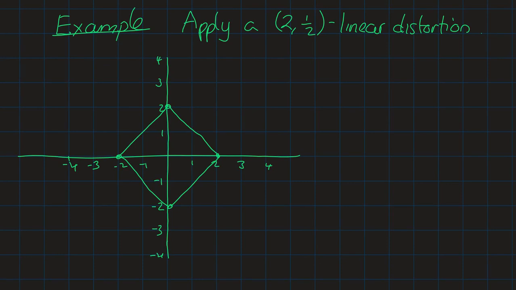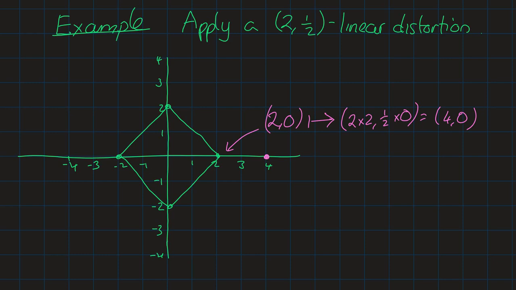Here's some diamond, and the question is just: apply a 2, 1/2 linear distortion. I'll do this in a different color. So let's look at this point right here. This point is (2, 0), and that's going to get mapped to the point (2 times 2, 1/2 times 0), which is (4, 0), which is that point right there.